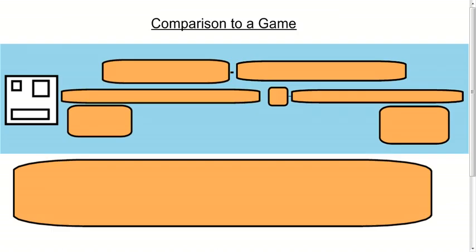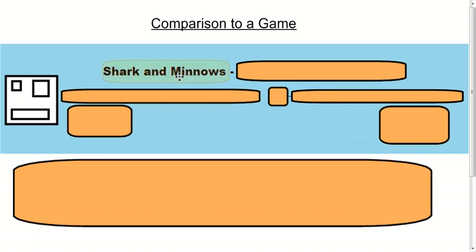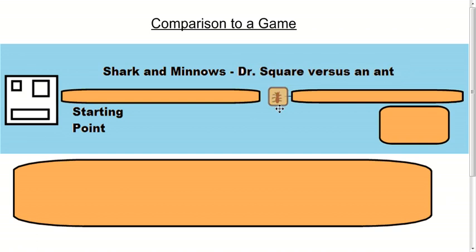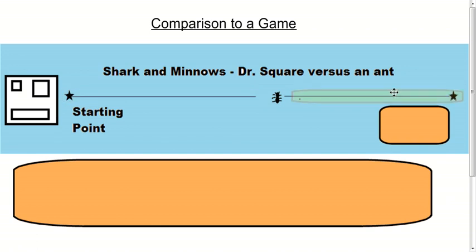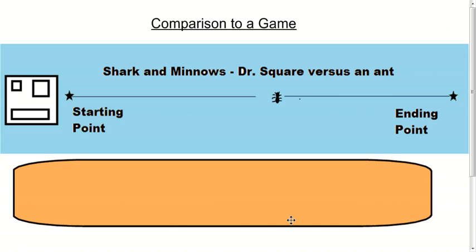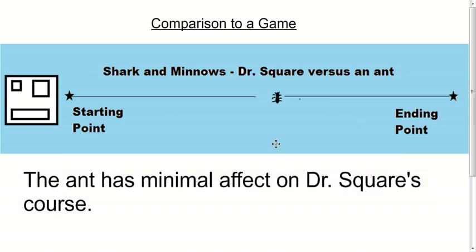Now, let's compare this to a game. You've all played sharks and minnows, where someone starts at one point and they need to get to the other side. Let's say Dr. Square is playing that versus an ant. Well, an ant's really small, so Dr. Square could basically run directly across and end relative to where he began. So this ant has minimal effect on Dr. Square. That's like the low percent error value.